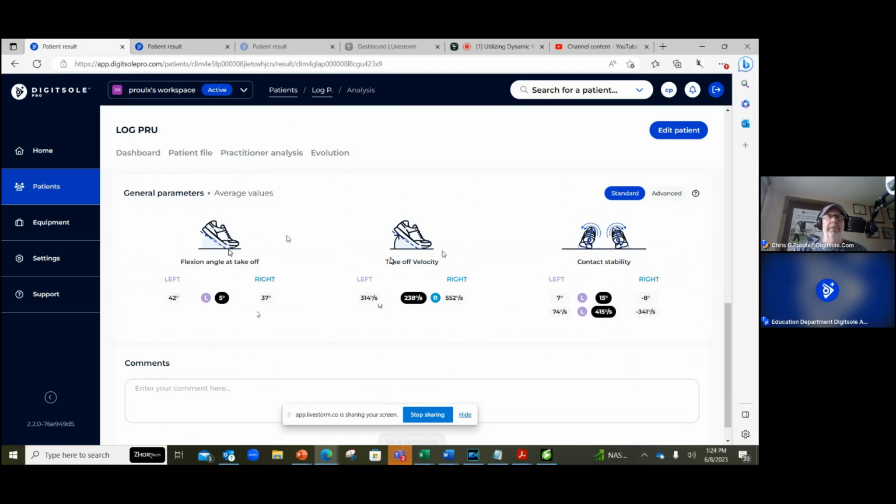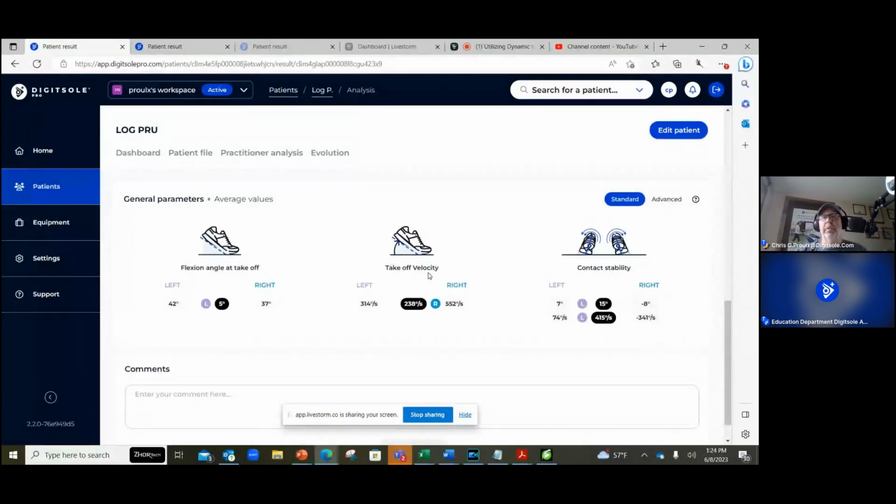Now, the takeoff velocity can actually help explain some of those differences that we might see. You'll notice that he's got 238 degrees per second. In other words, that's how fast, in angular velocity, his foot is moving between the right and the left, right? From that toe position until he releases from the ground. I'm going to come back to that because I just want to get through this.